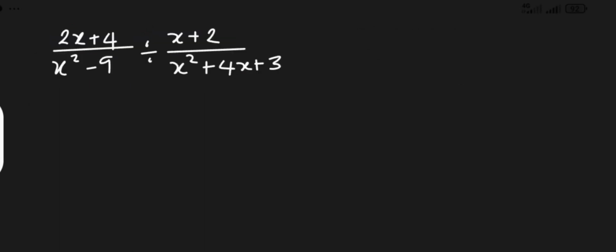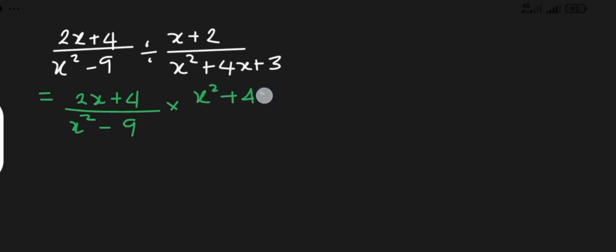The third simplification that we shall be considering is division. And when it comes to division, the first thing we do is change the division sign to multiplication. And the fraction that comes after is inverted. So this becomes 2x plus 4 over x squared minus 9 times x squared plus 4x plus 3 over x plus 2.